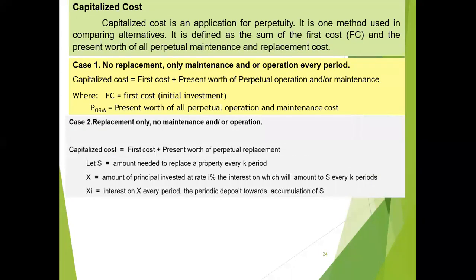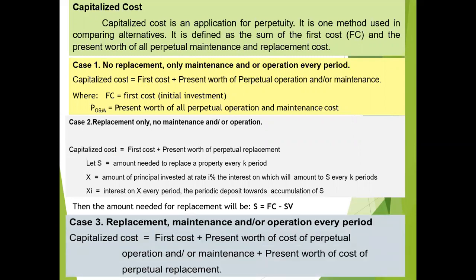Then case 2, replacement only, no maintenance and/or operation. So capitalized cost is equal to first cost plus present worth of perpetual replacement. The amount needed for replacement is S equals FC minus SV, or first cost minus the salvage value.